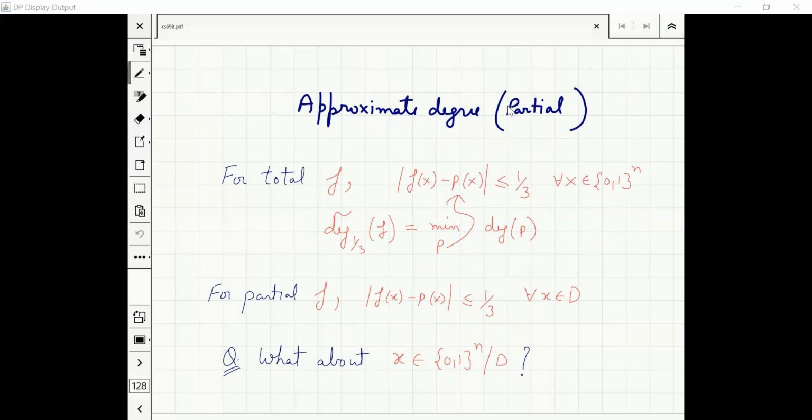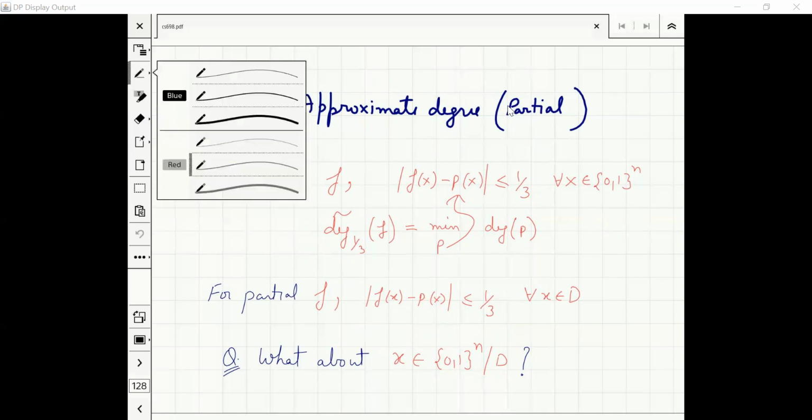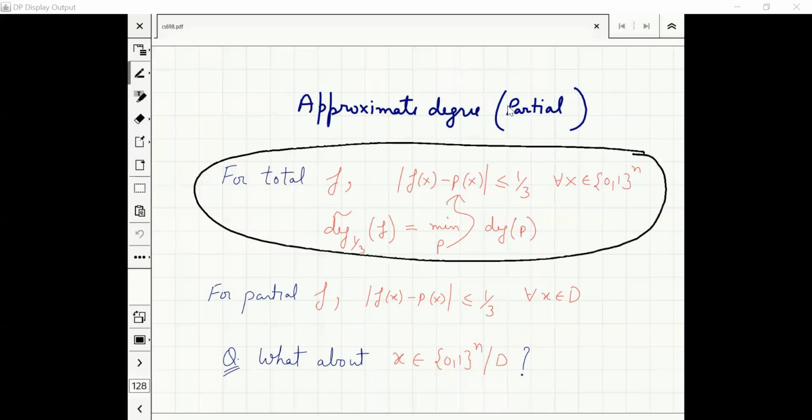Now for total f, we defined approximate degree like this, right? That |f(x) minus p(x)| should be less than 1/3 for all x element of {0,1}^n. And then approximate degree was the minimum over the best polynomial, the degree of p. This is what we remember. I don't have to emphasize it again. This is something which you said you remember now, right?